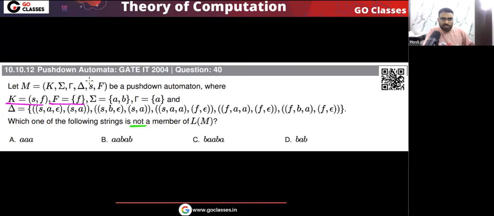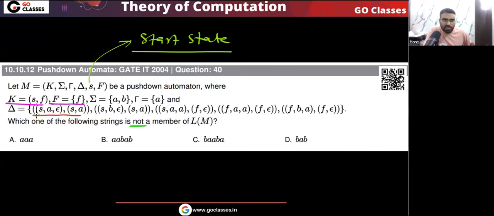And what is this S? This is your start state. So you can see there are two states. Now let's see what the transitions are. Look at the transitions. There is this transition, S, A comma epsilon, then we will go to S comma A. There is this transition where we read A, epsilon on the stack, and we will push A.